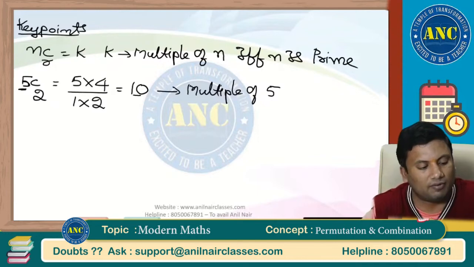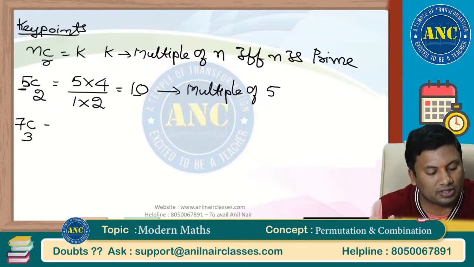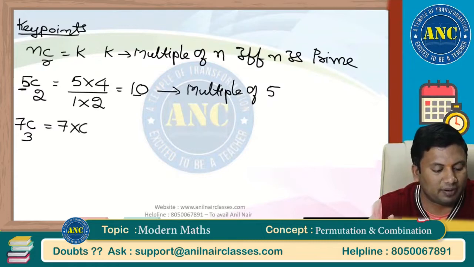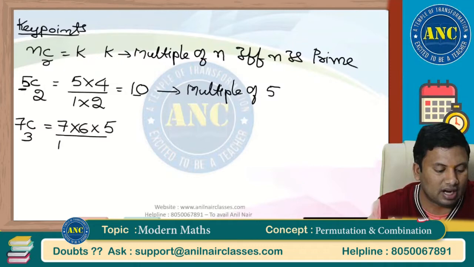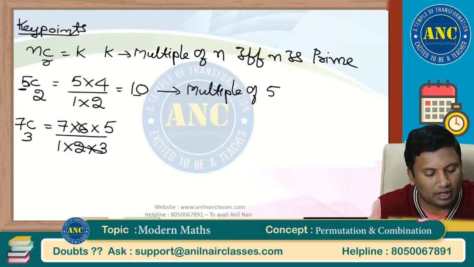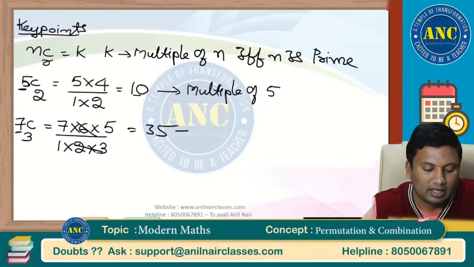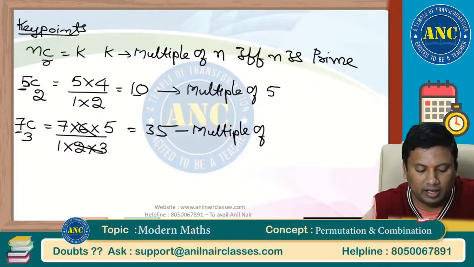Let us take one more. 7C3. It helps us in eliminating answer options. 7C3: start from 7, write 3 decreasing. Again start from 1, write 3 increasing in serial order. These are nothing but 6 over, 7 fives are 35. Again 7 is a prime number. 35 is a multiple of 7.